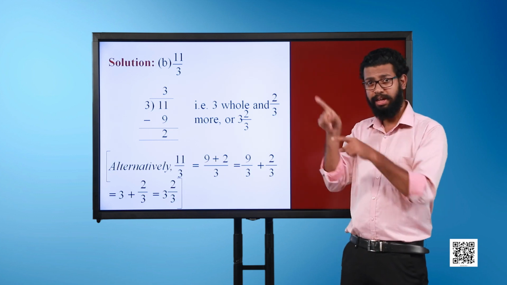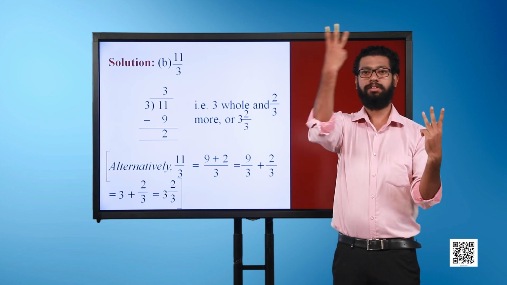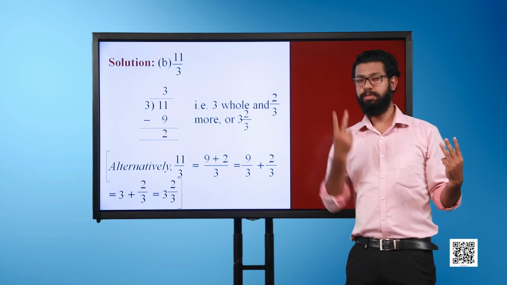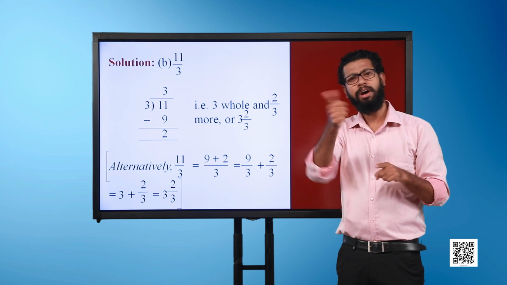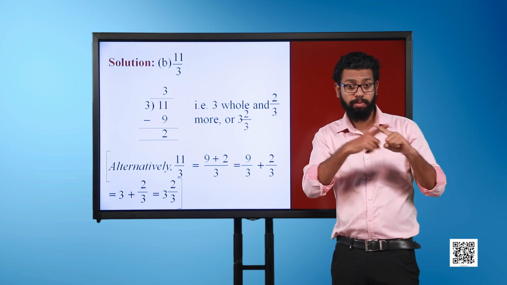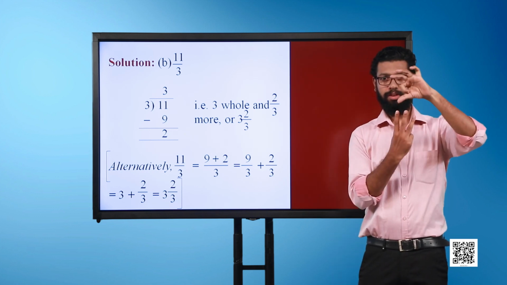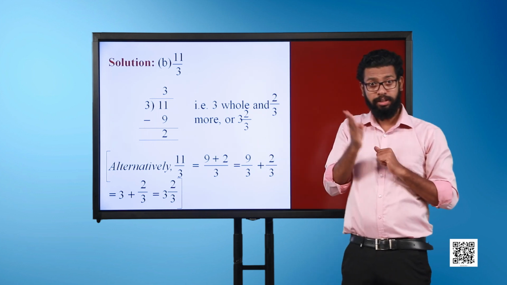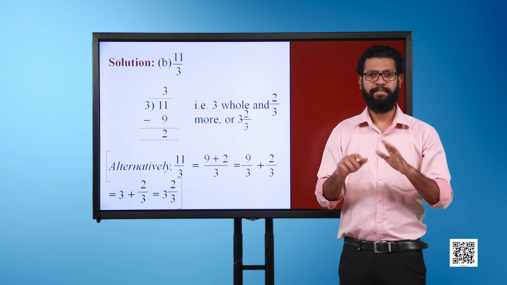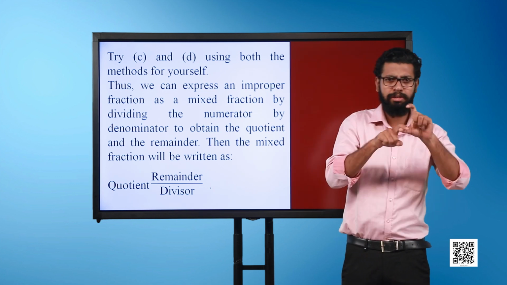B. 11/3. 11 divided by 3. 3 threes are 9, remainder 2. That is 3 whole and 2/3 more, or 3⅔. Alternatively, 11/3 is equal to 9 plus 2 over 3, equal to 9/3 plus 2/3, equal to 3 plus 2/3, equal to 3⅔. Page 141. Try C and D using both the methods for yourself.